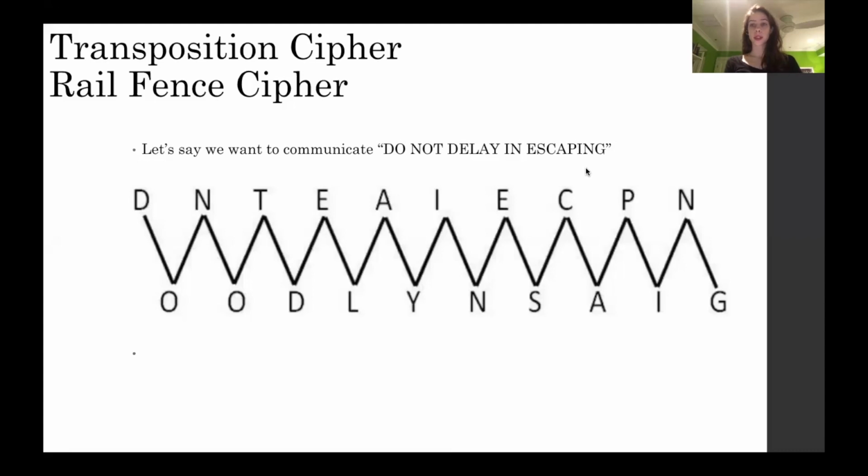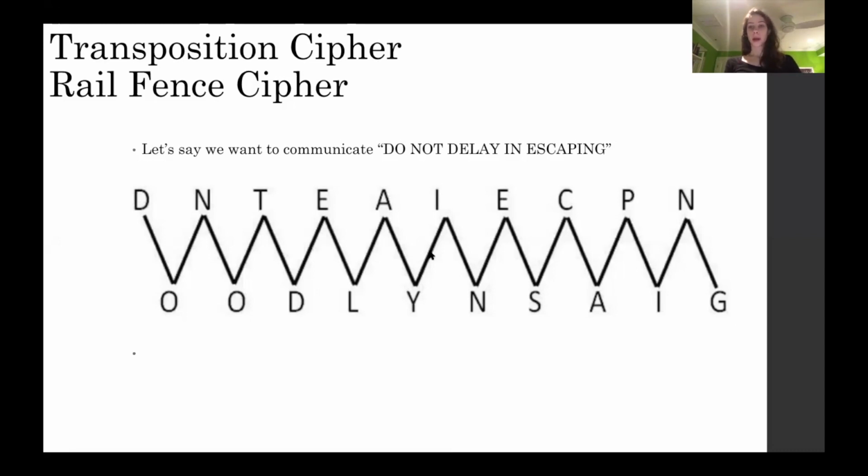First cipher we're going to look at is called the rail fence cipher. This cipher is also called the zigzag cipher, and its name comes from the way in which it is encoded. Let's say we want to communicate the message, "Do not delay in escaping." So first, we take all the letters and we write them in a zigzag. So if you read this back out with a zigzag, you get "do not delay in escaping." So there you go. There's your original message.